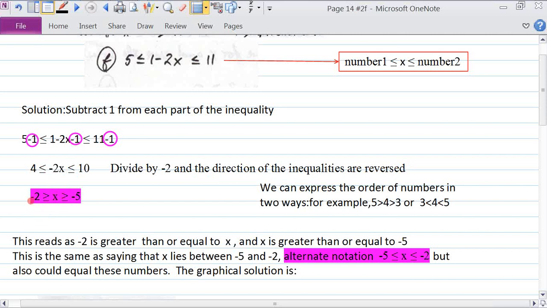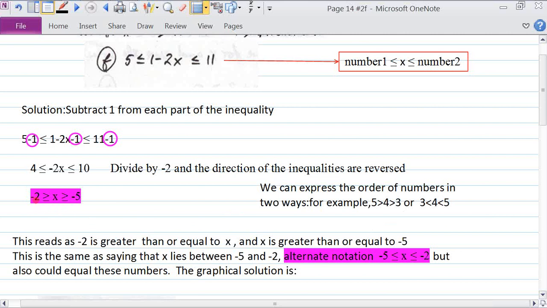So now here is a possible solution. Minus 2 is greater than or equal to x is greater than or equal to minus 5. So I'm saying that minus 2 is the highest number and minus 5 is the lowest number, and that x lies between these two and can possibly equal minus 2 and can equal minus 5. So that is a possibility.